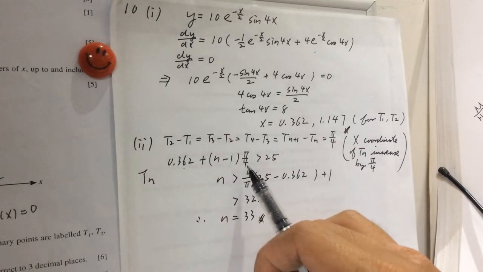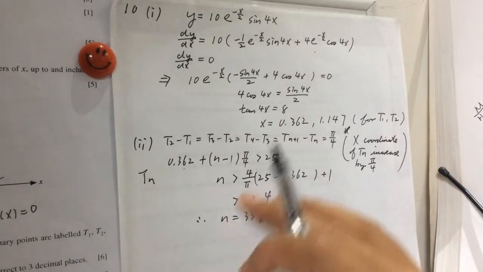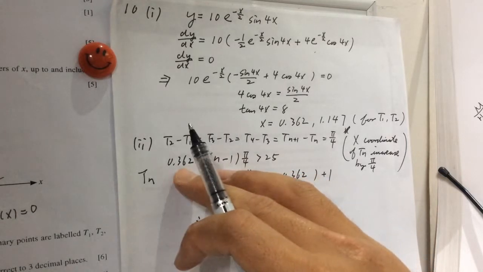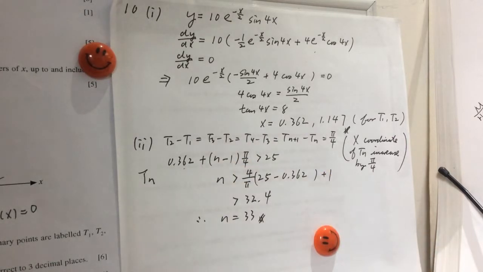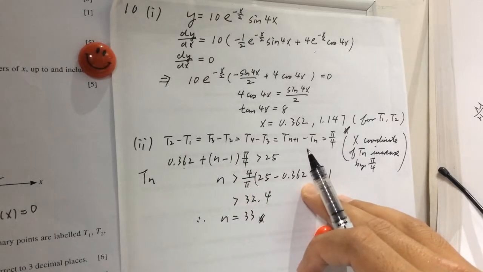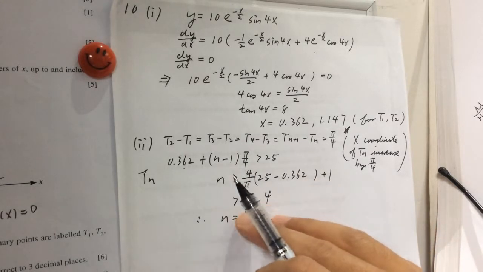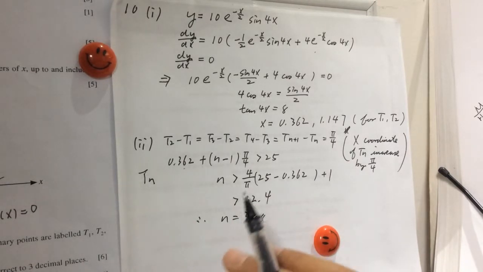n must be greater than 32.4. So the least possible value of n is equal to 33. That is part 2 for question 10. So we finished all the 10 questions for the P3 paper, 2014 May and June version. Thank you very much.